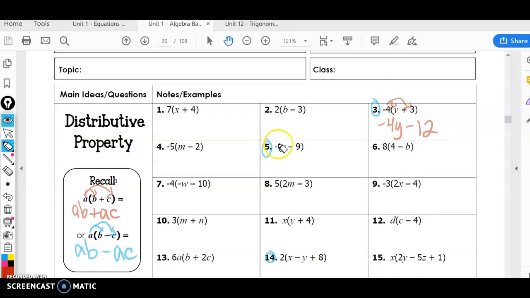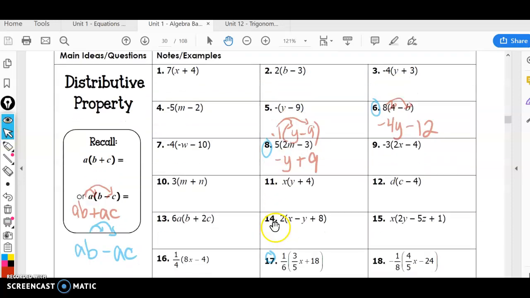Number 5 just has a negative sign here. The negative on the outside is the same thing as writing a -1. There's no number, so assume there's a 1 there. Distributing the -1 to the y gives us a -y, and then distributing the -1 to the -9 makes a positive 9. A negative times a negative makes a positive.